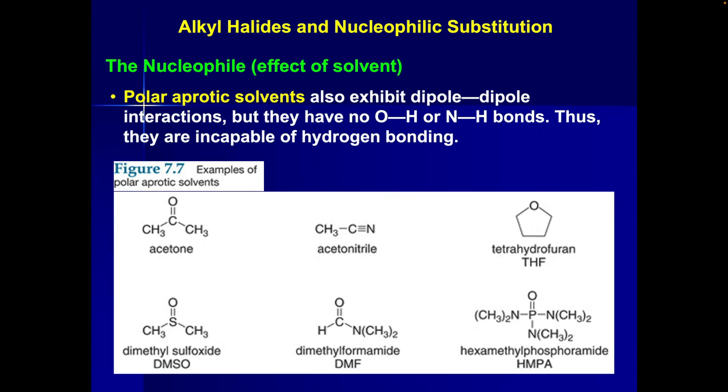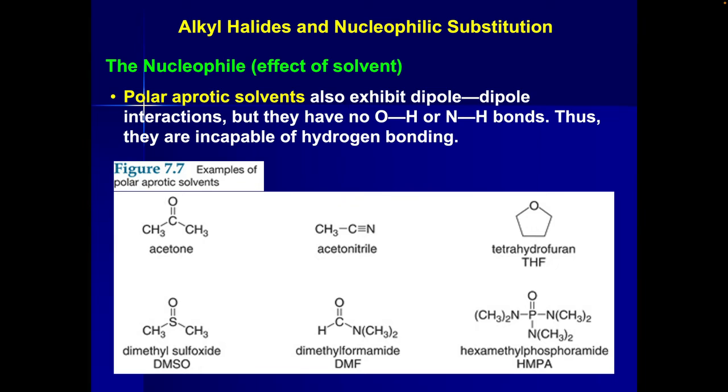Obviously, you can see why it's polar, but again, both the oxygen and the nitrogen, neither one of those atoms has a hydrogen attached to it. And then this is hexamethylphosphoramide, also known as HMPA, which is a nice polar aprotic solvent. Again, none of the heteroatoms, the oxygens or the nitrogens, have hydrogen attached to them.